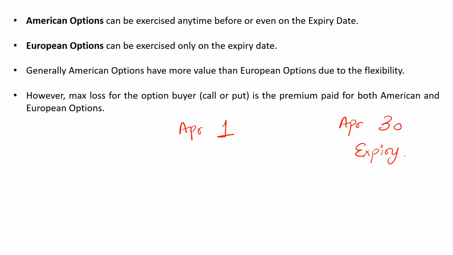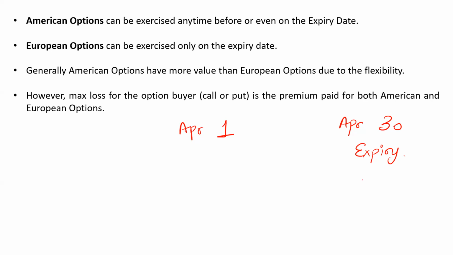If it is an American option, you can exercise it anytime you want. Only the long option, whether it's a long call or a long put, can exercise the option. So if it's an American option, it can be exercised on any day. You can do it on April 1, 2, 3, 4, 5, up till the 30th. So it can be exercised anytime before or even on the expiry date. So the American option is very, very flexible.